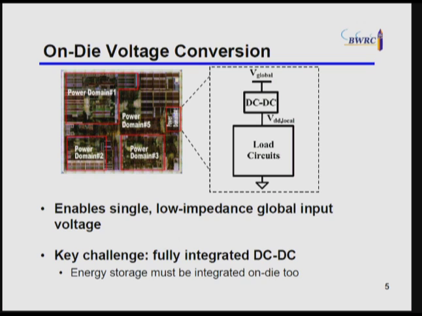So what this says is that if we really want to get these local voltages onto the chip and be able to tune them independently, we have to do some form of on-die voltage conversion, okay? Generically, if each power domain has its own local DC to DC converter, then I can still have this single global low impedance input, but I can locally generate these different supply voltages, okay?